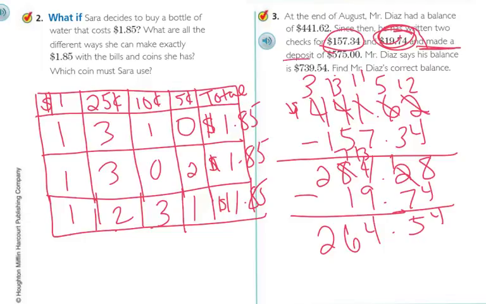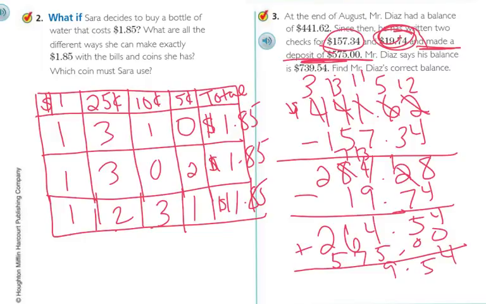So now it says we made a deposit of $575. So I'm going to take that $575, and I'm going to add it to my total. So I'm going to get 4, 5, 9, 13, and 8. So my balance is actually $839.54. His balance is not going to be $739.54. His correct balance is going to be $839.54.